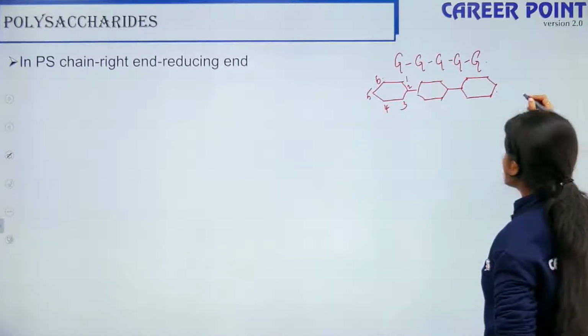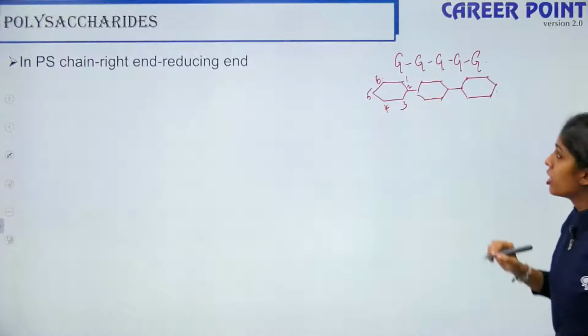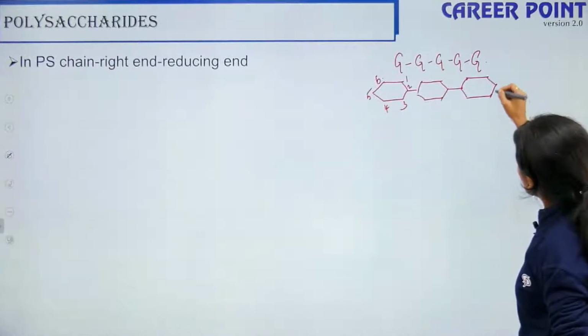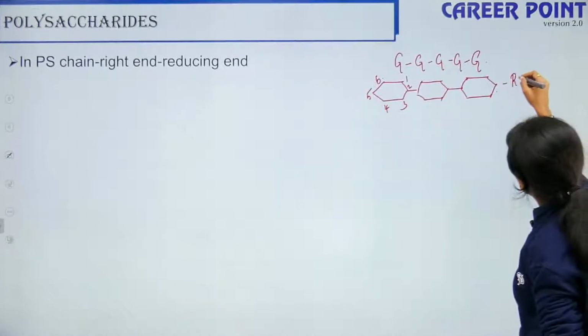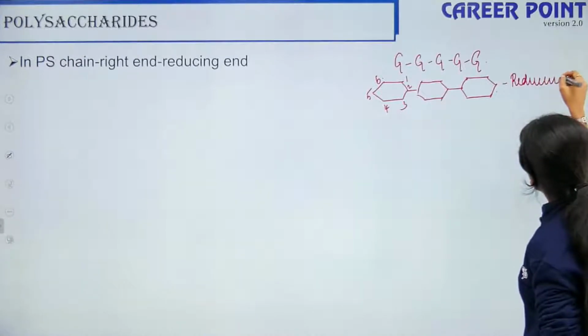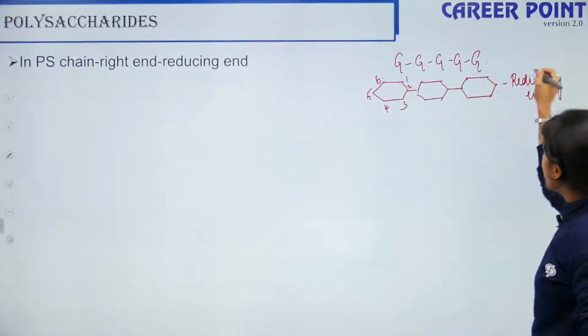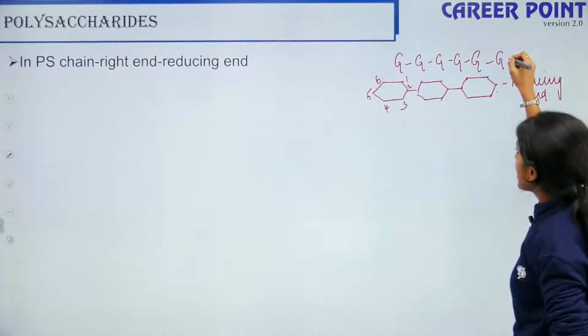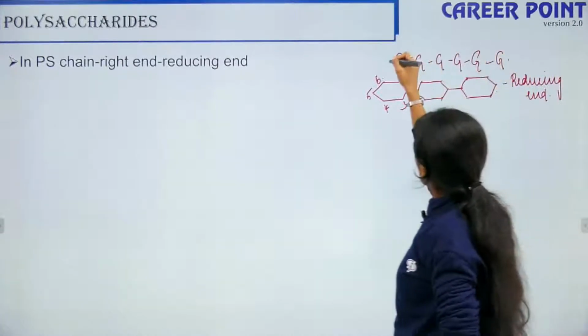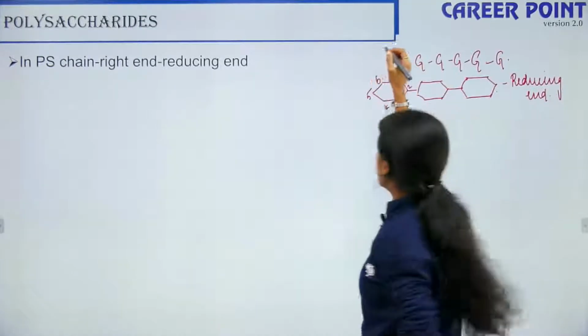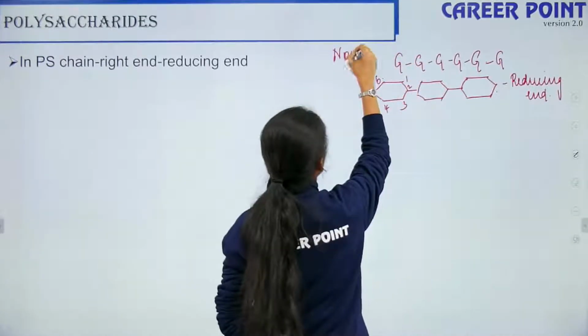The right hand side is the reducing end. So this is my right hand side, and this is the reducing end. If I want to add glucose molecules, I add only to the right hand side. I do not add a glucose molecule here, because this is the non-reducing end.